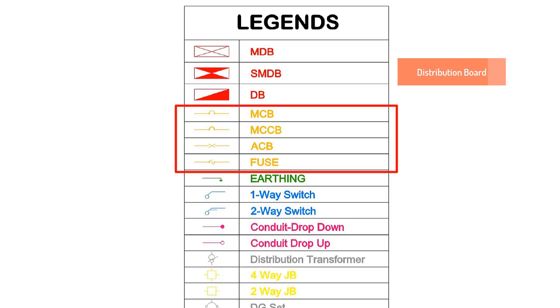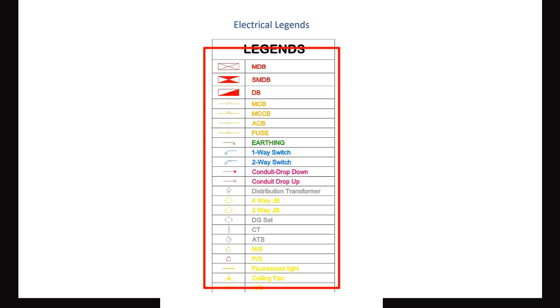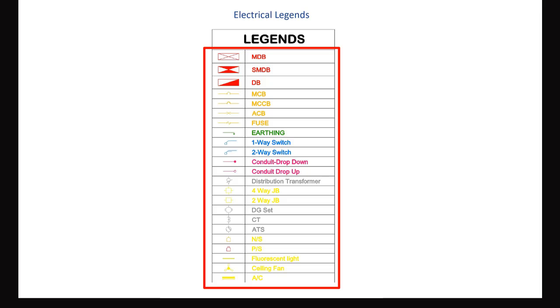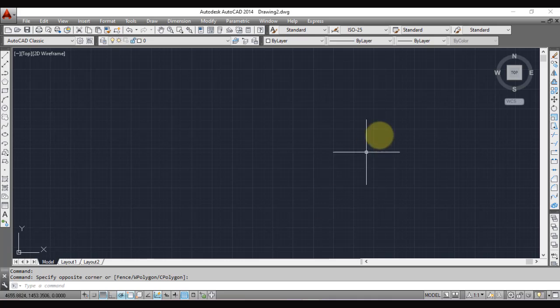Okay. Similarly, this is the category of circuit breaker, and this category will be associated with another separate layer, and in a similar manner take a separate layer for all these categories also. Clear? Now come to this work plane, and here we are starting with the distribution board.